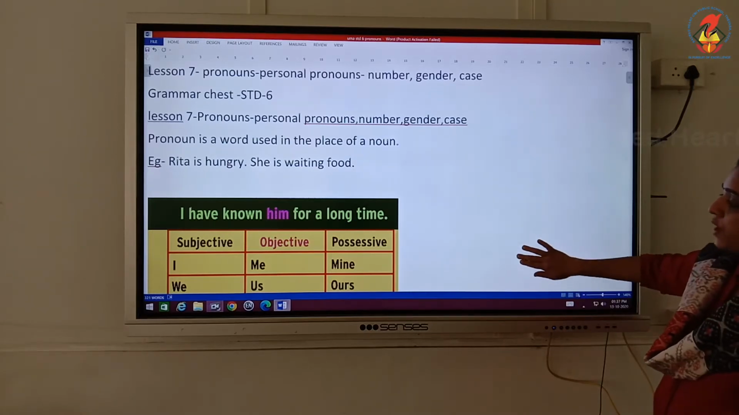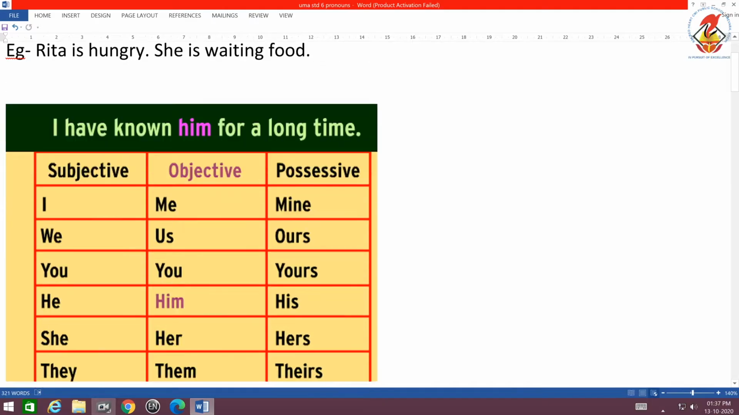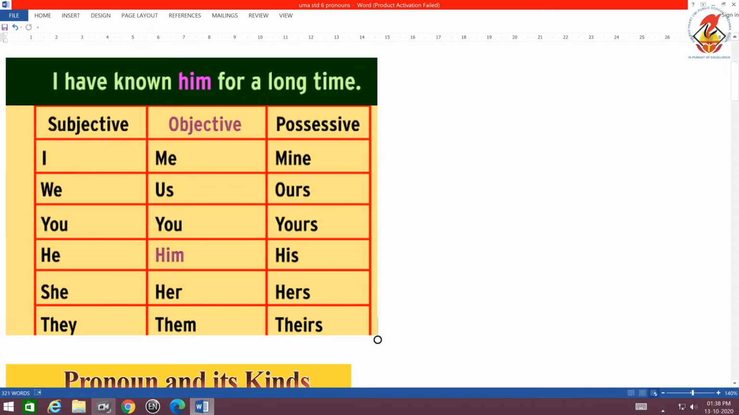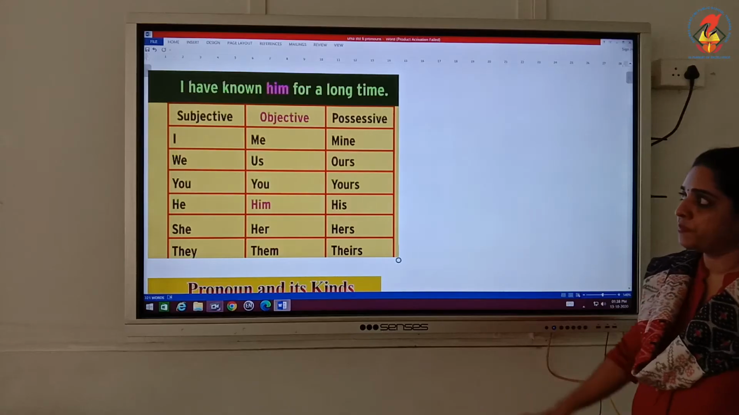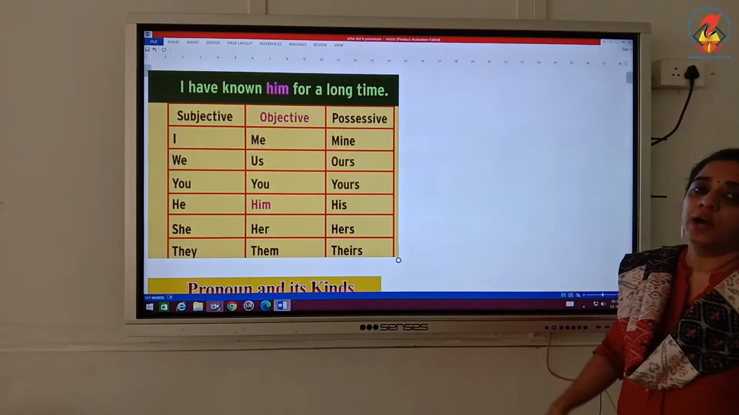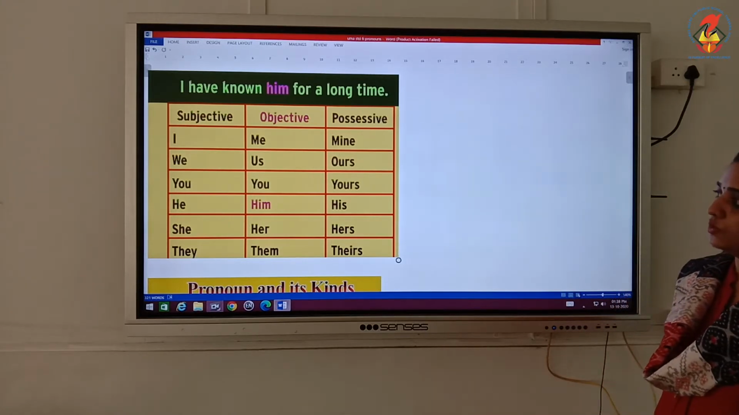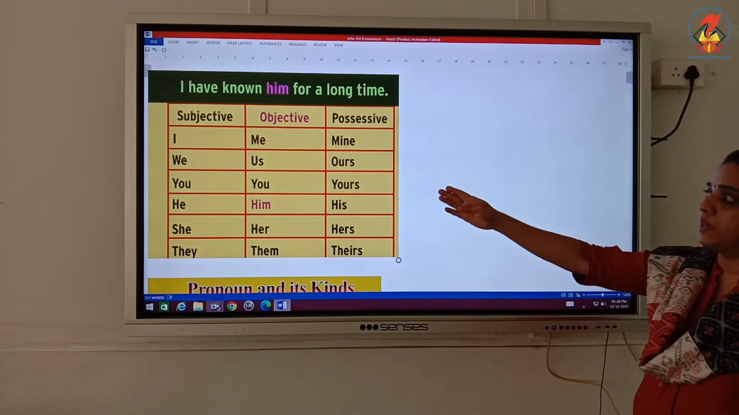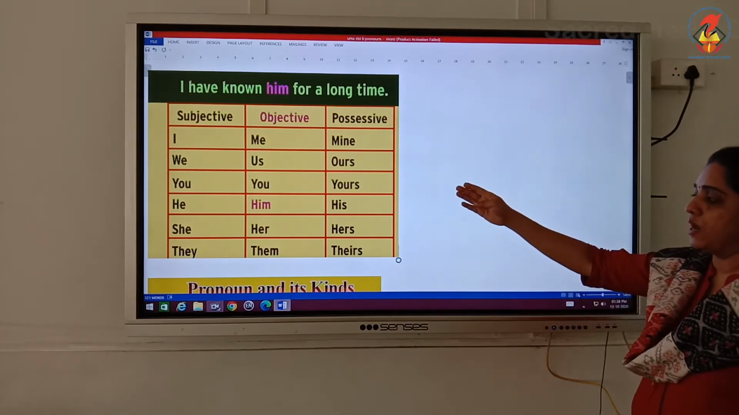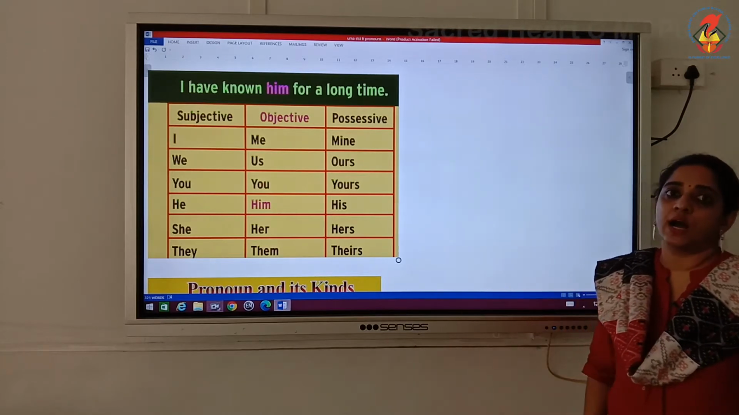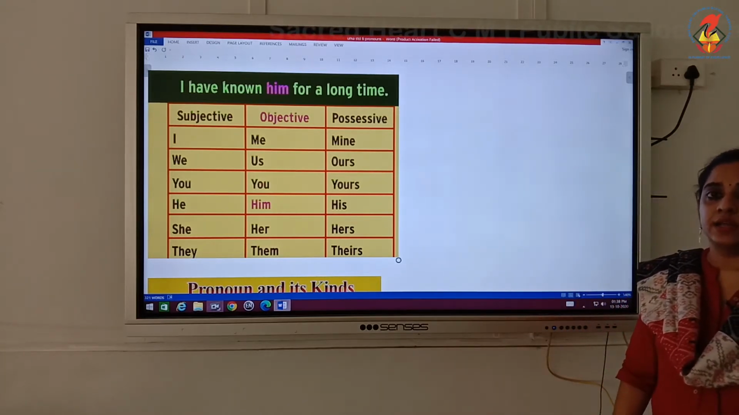Now, we have a list of some pronouns. See: I, me, mine, we, us, ours, you, yours, he, him, his, she, her, hers, they, them, theirs. All these are pronouns. You don't have to worry about subjective, objective or possessive; that we will do later. I, we, you, he, she, they, and me, us, you, him, her, them, mine, ours, yours, his, hers, theirs. All these words are pronouns because they replace a noun.